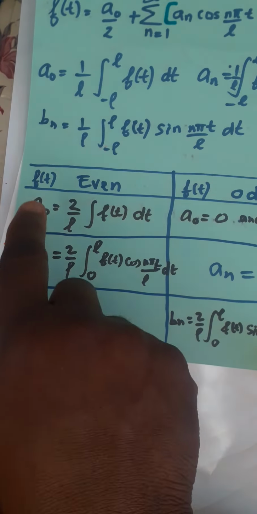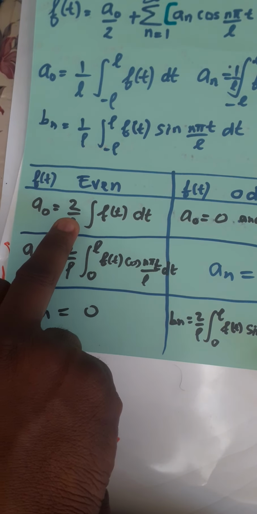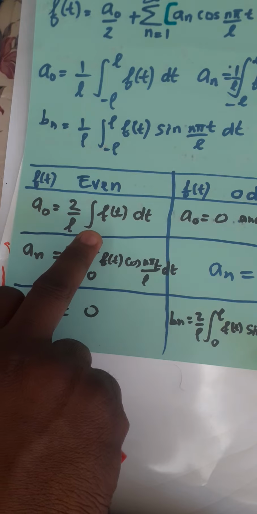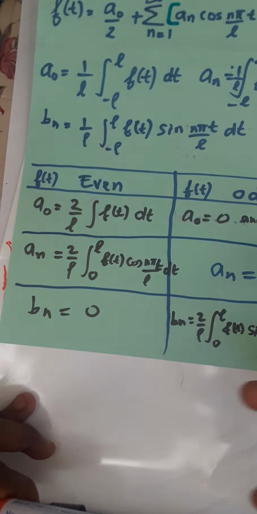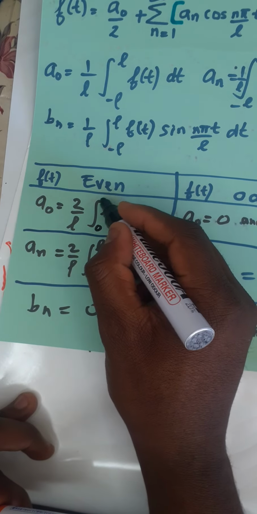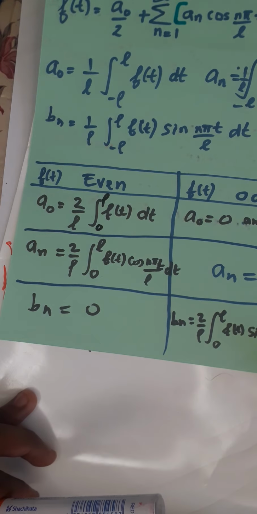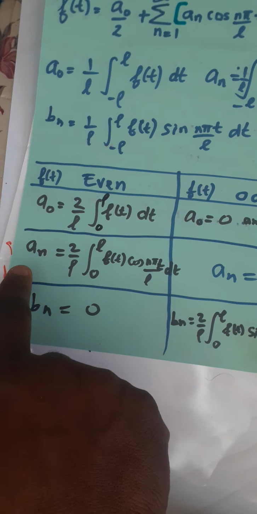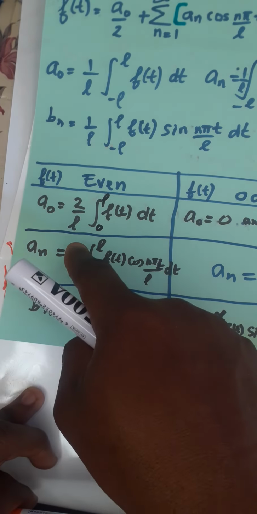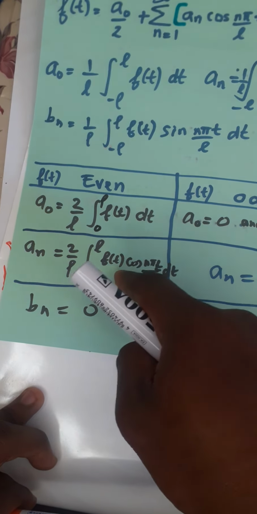When a function is even, you're going to have a0 equal to 2 divided by L, integral of f of t, starting from 0 to L, f of t dt. Now the second step is to find an, equal to 2 divided by L, integral from 0 to L of f of t.